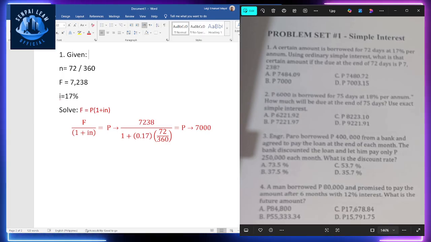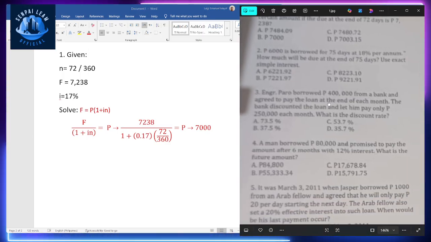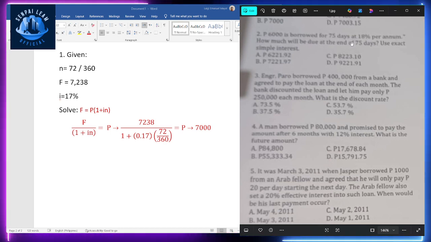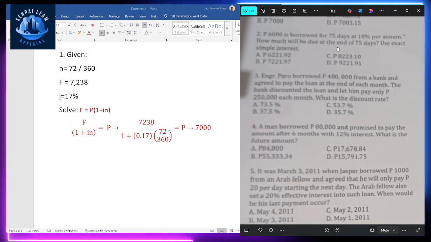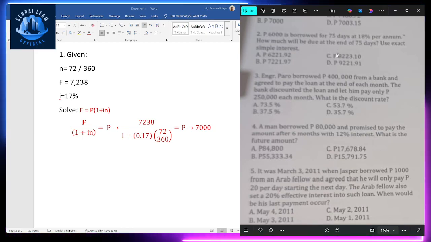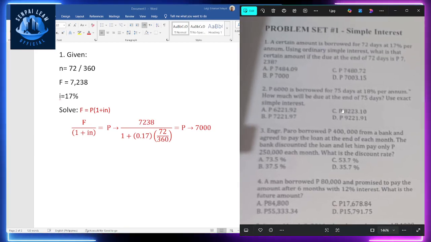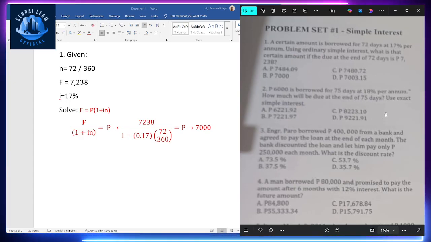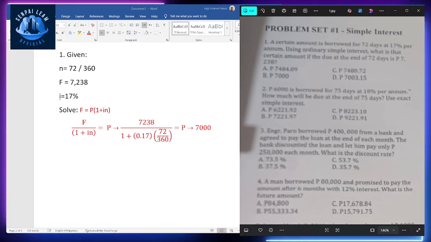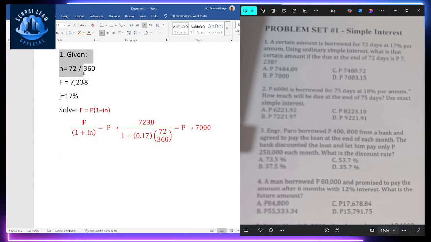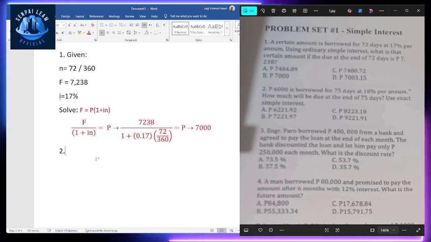So as you can see, guys, that's how to attack the first problem, but we will proceed to the next problem. In the second problem, 6,000 pesos is borrowed for 75 days at 18% per annum. How much will be due at the end of 75 days? Exact simple interest. In the first problem, it stated ordinary; in the second problem, it stated exact.